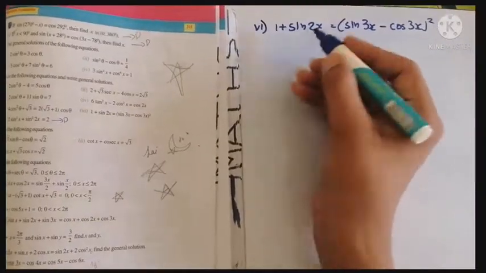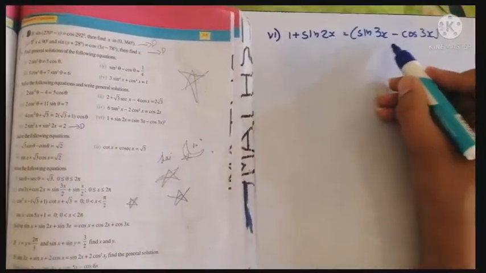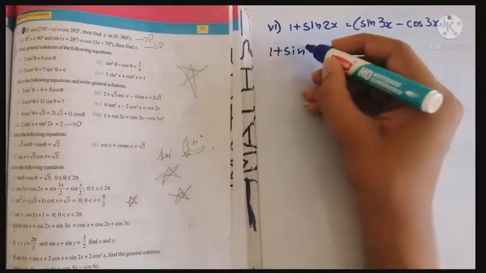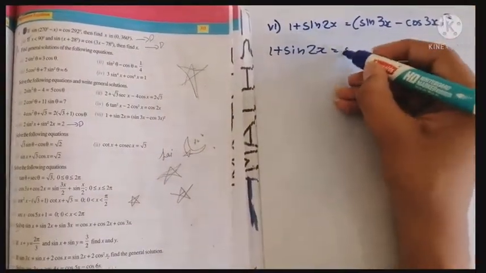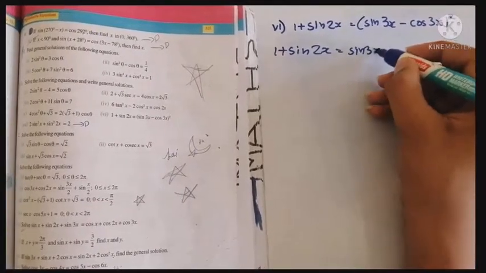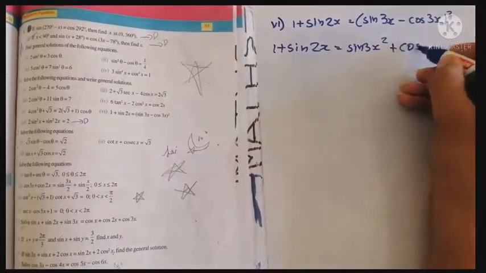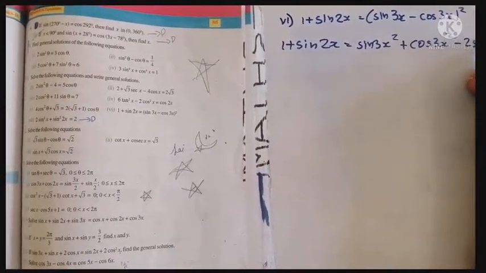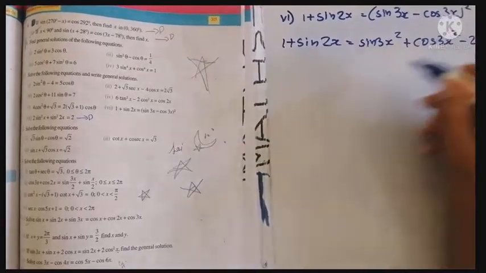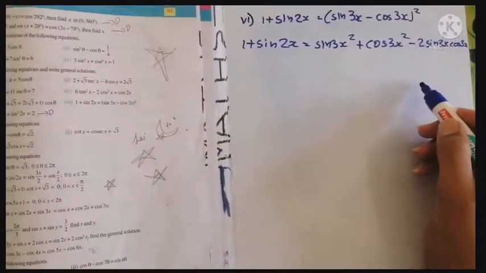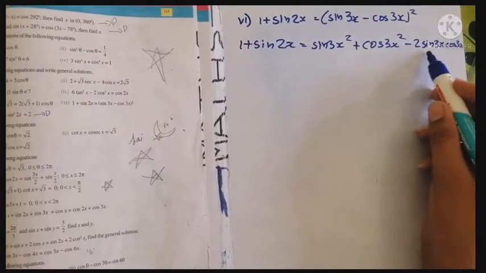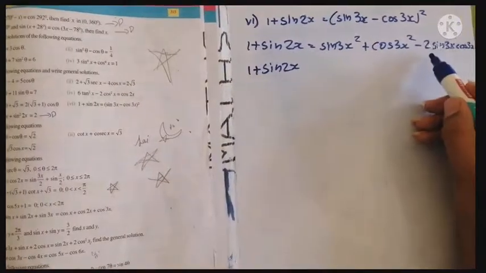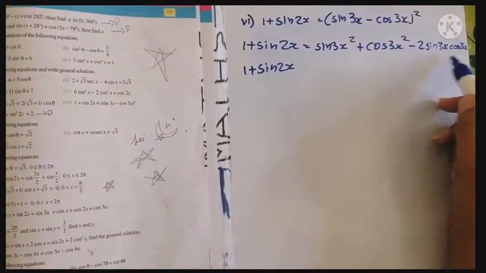So we have the next problem. We will continue this. We can see this formula as a minus b whole square. So we will substitute the formulas. 1 plus sin 2x equals a square plus b square minus 2ab. So now we can see the formula 2 sin a cos b. So what is the formula? 2 sin a cos b equals the sin 2a formula.